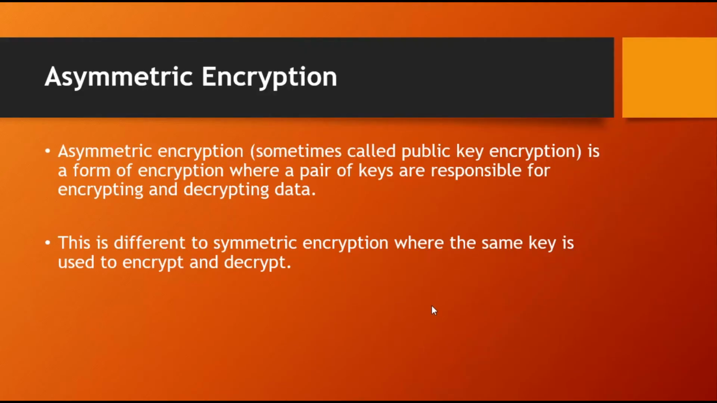Now, coming to the second method of encryption, which is asymmetric encryption. Asymmetric encryption, also known as public key encryption, is a form of encryption where a pair of keys are responsible for encrypting and decrypting data. Compared to symmetric encryption, which uses only one key, asymmetric encryption uses two keys. What those two keys are is what you're going to study next.